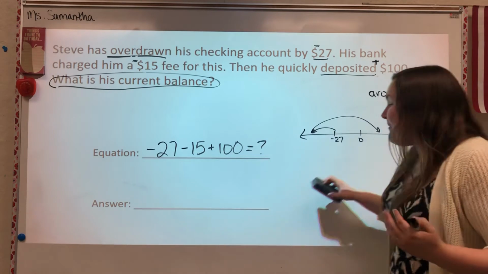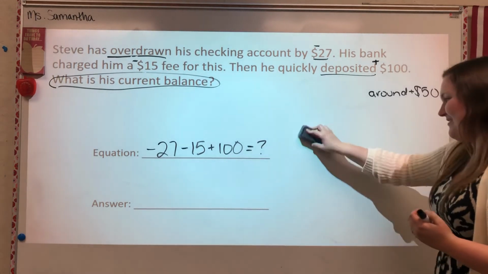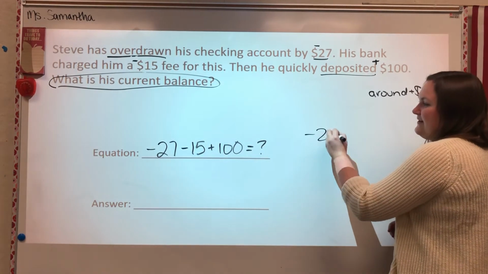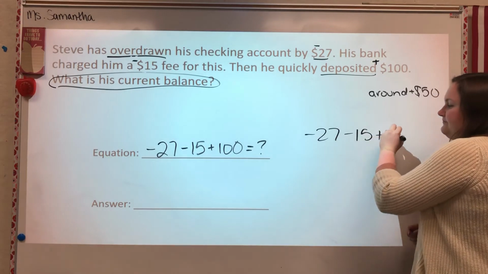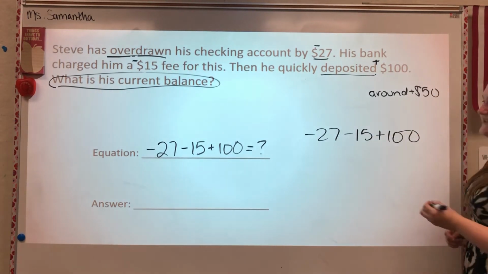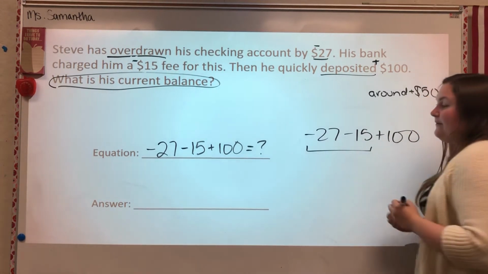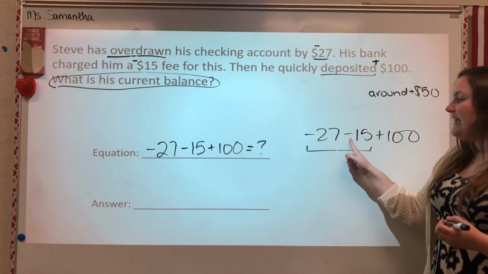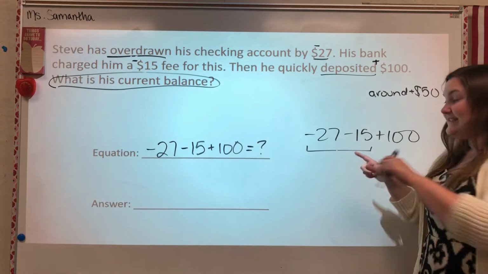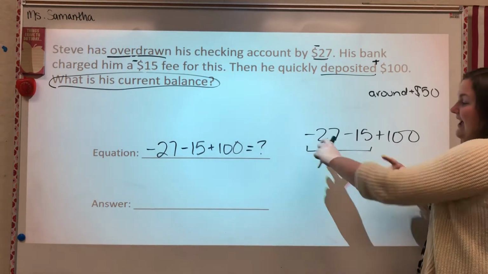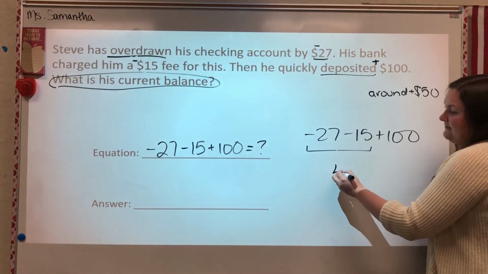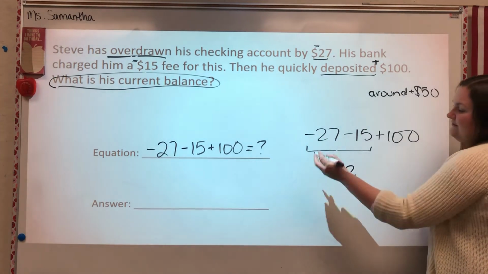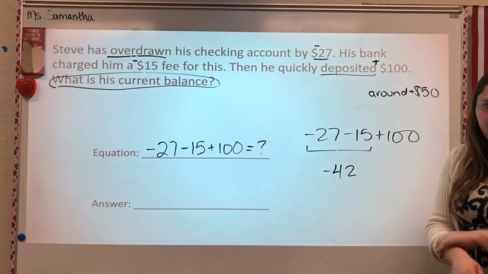We've talked enough though about what the answer might be. Let's go ahead and do the math. So I'm going to put those numbers over here. The first thing we want to do is go from left to right and put these two numbers together. So I see two negatives here. We know if the signs are the same, we want to add and then keep the sign of that larger number. So we get negative 42.